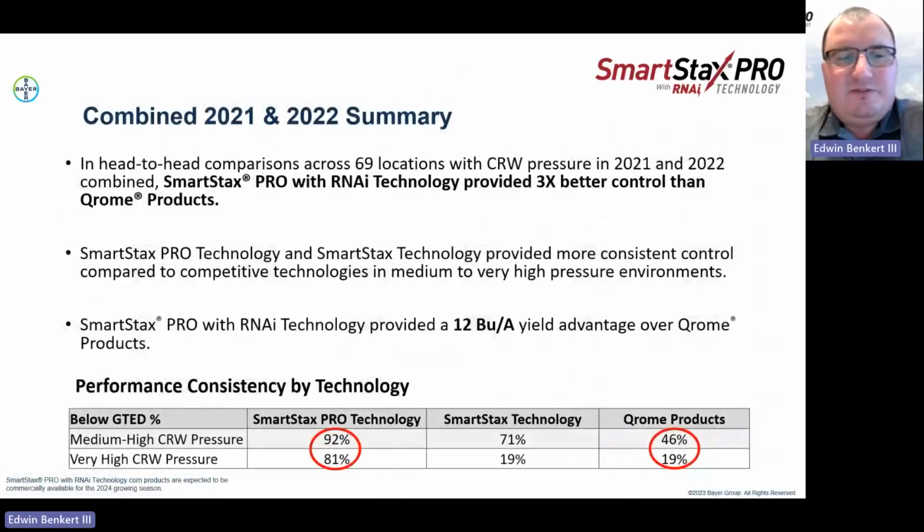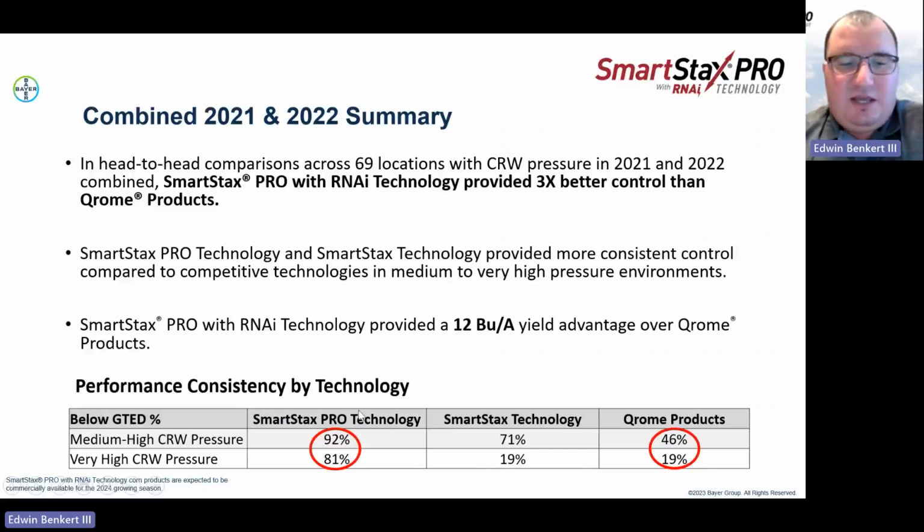So when we look at the summary of the data set, at those 69 locations that had injury, SmartStax Pro did provide 3 times better control than Chrome from Corteva. And SmartStax Pro and SmartStax hybrids were both more consistent in the control that they provided compared to our competitors in those really very high pressure feeding environments. And under corn rootworm pressure, we did see SmartStax Pro provide a 12 bushel advantage over Chrome products.